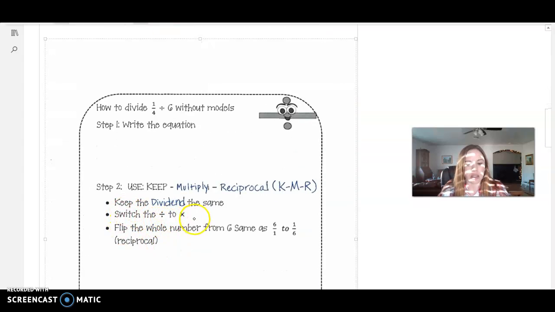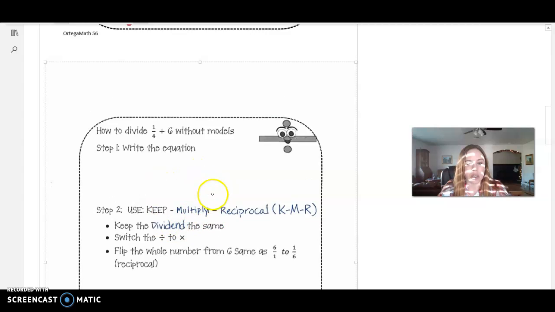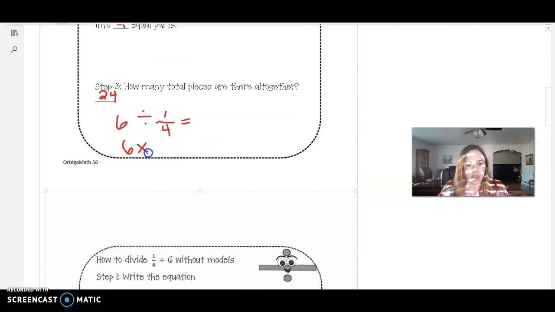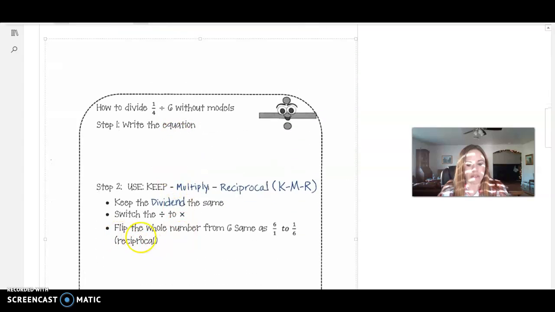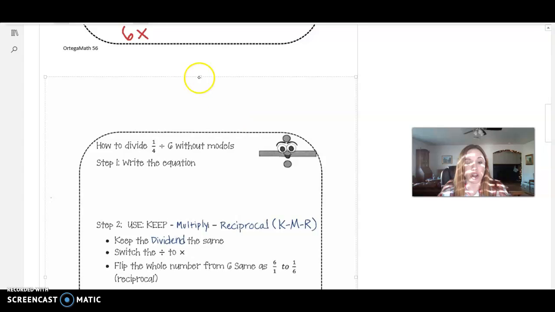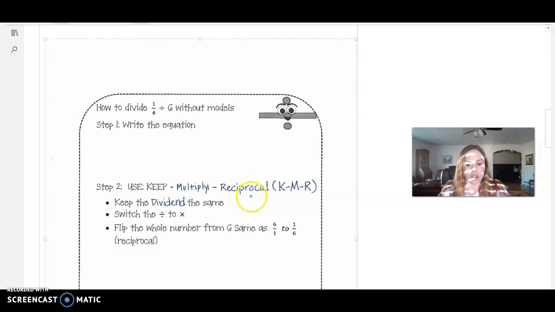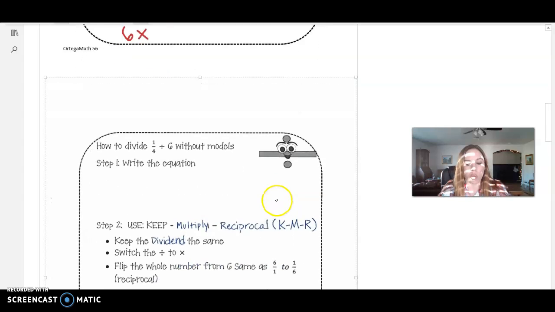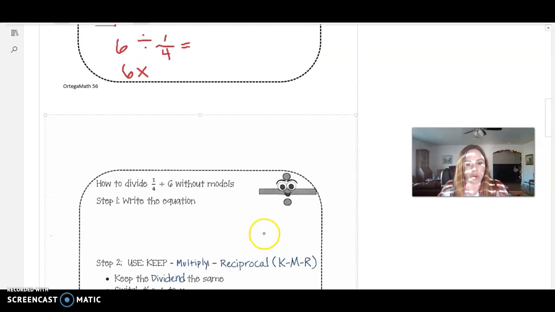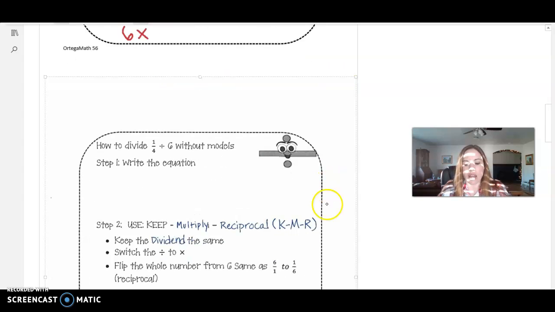Switch the division sign to multiplication sign because we're going to multiply, okay, by flip your divisor from 1 over 4 to 4 over 1. Why? Because we multiplied by the reciprocal. The reciprocal of a fraction is just it's flipped. So if we're starting with 1/4, we're going to multiply by 4 over 1. That's the reciprocal.